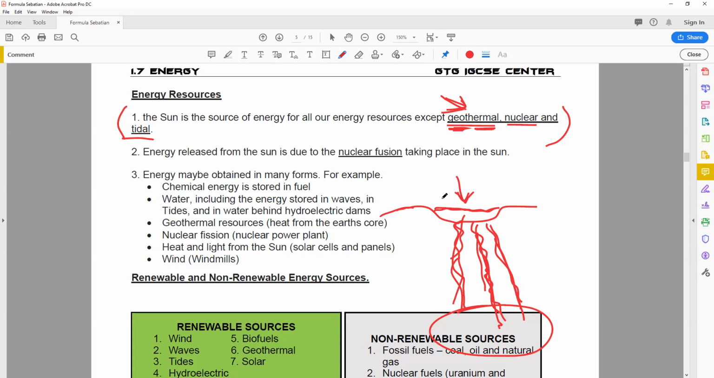So these are the reasons why you never need to heat it up manually or man-made, because the heat from the Earth's core is constantly seeping out, and then it heats up the natural hot springs here.